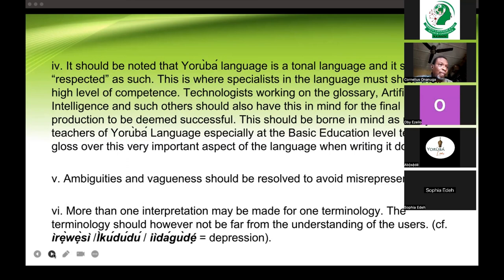Then ambiguities and vagueness should be resolved to avoid misrepresentation, so that we resolve such issues before the final collation. And then more than one interpretation may be made for the same terminology. The terminology should, however, not be far from the understanding of the user. The example I'm giving here is depression, and three different words were given in the metalanguage. Although the last one there, Idagude, I'm not very familiar with that word, and Ikududu, but Irewesi is a very common one. But if we have such words, there's nothing saying we cannot throw them up so that at least we have synonyms in other languages too. At the same time, for the particular notion, we have two or three words still saying about the same thing.